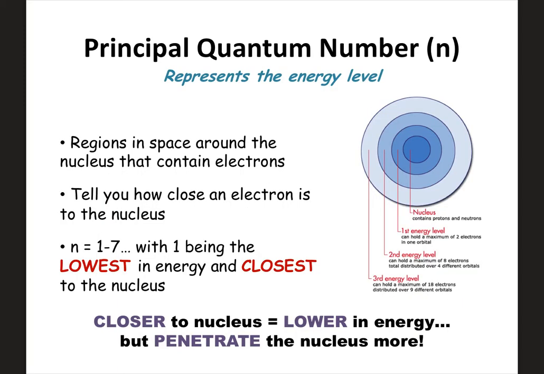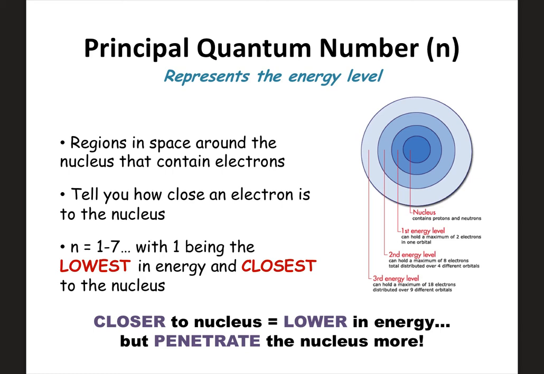The first quantum number here we know is called the principal quantum number. We use N to denote this. This is your energy level on the periodic table. So it's the areas around the nucleus where you're likely to find electrons, and it tells you how close the electrons are to the nucleus. So it goes from 1 to 7. 1 is lowest in energy, closest to the nucleus, and then as you work your way out, you get higher numbers here. So principal quantum number is the energy level.